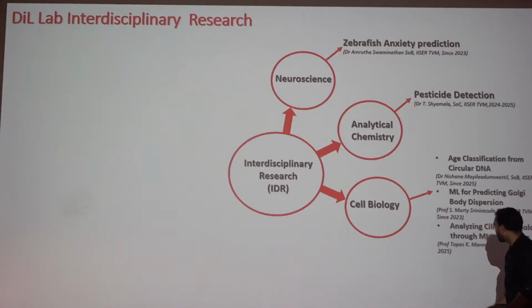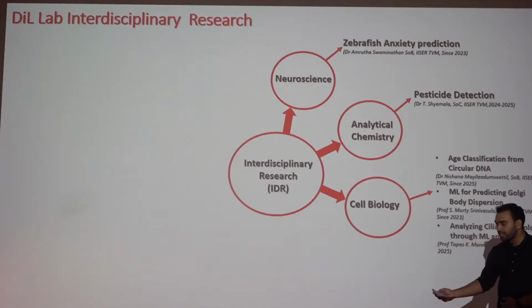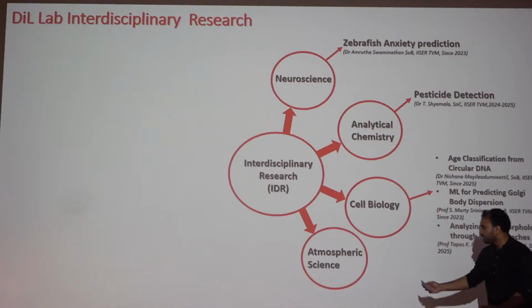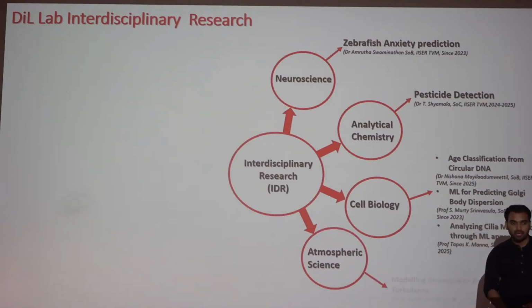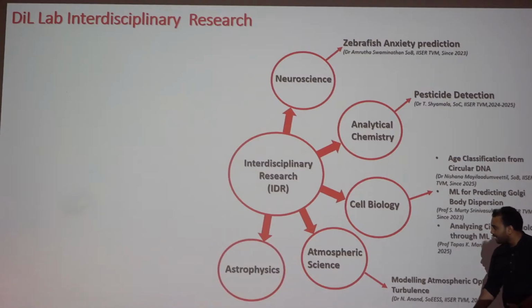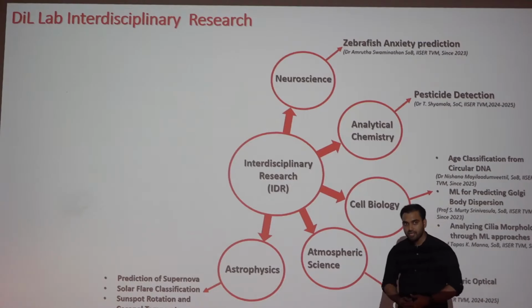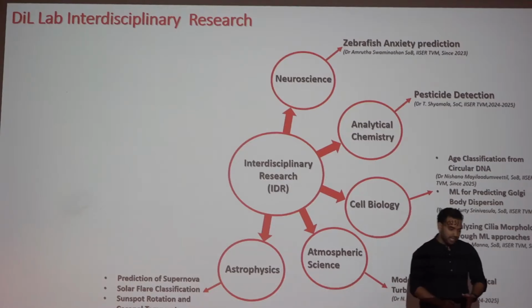Then recently we started with Professor Tapas K. Manya, analyzing primary cilia morphological characteristics. They have their own research problem, so as part of minor project work, we do that. Then last year we also did atmospheric science work with Dr. Anand, School of EESS. Here we did some modeling of atmospheric optical turbulence with the help of deep learning architecture. Then astrophysics also, some students are approaching with problems. So this is also in the initial stages.